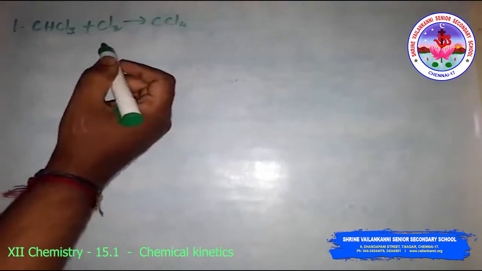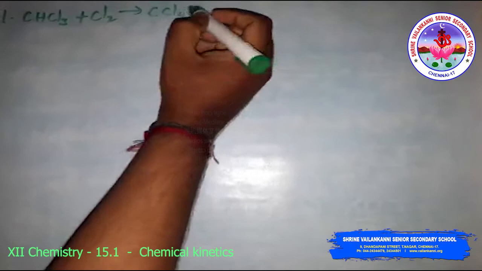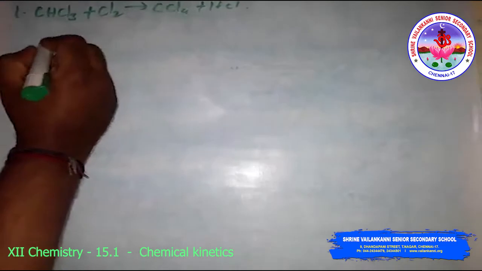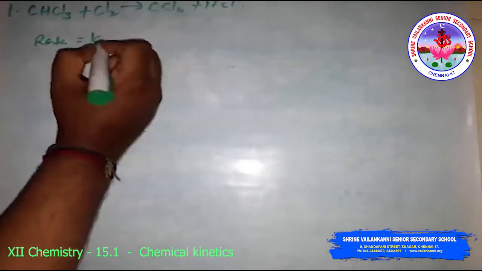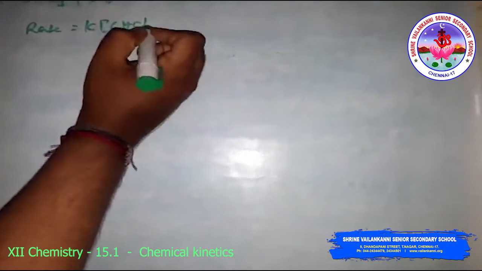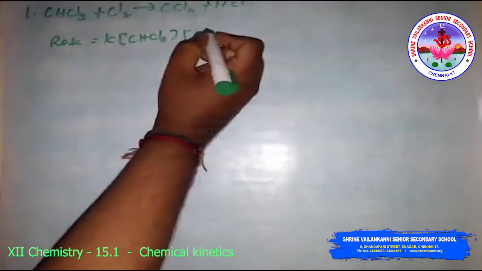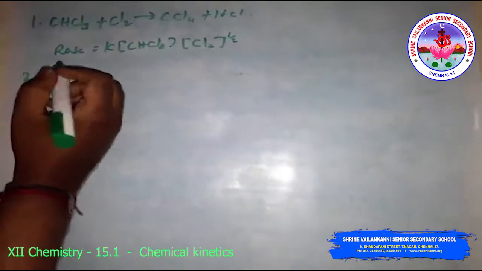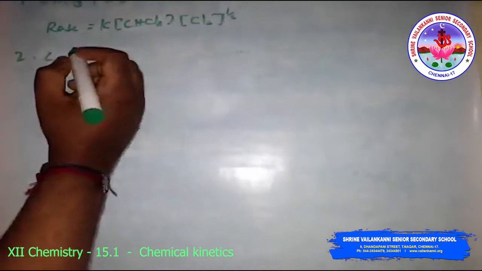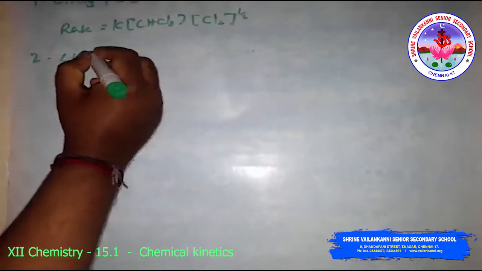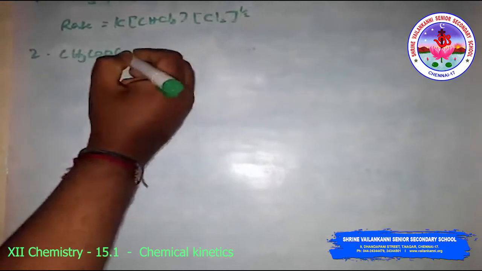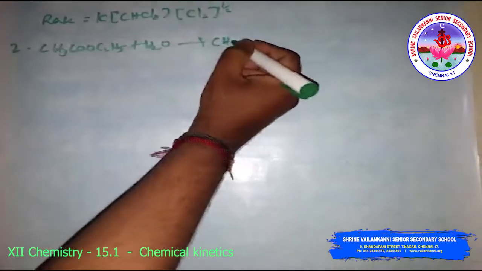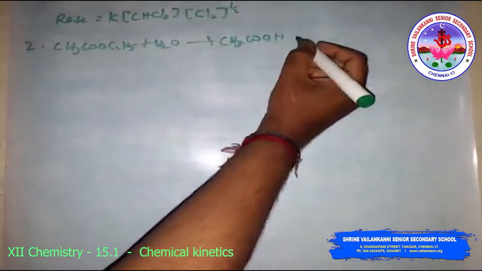Chloroform reacts with chlorine to form carbon tetrachloride and HCl. Here the experimental rate expression for this reaction is: rate is equal to k into concentration of CHCl3, chloroform, and Cl2 to the power half. And one more example, that is ethyl acetate, which reacts with water to form acetic acid and ethanol.